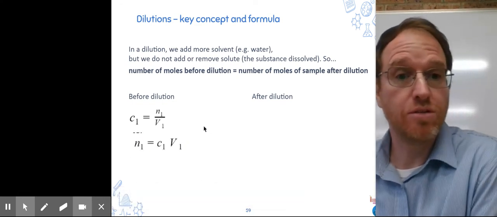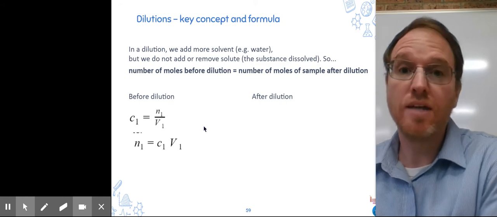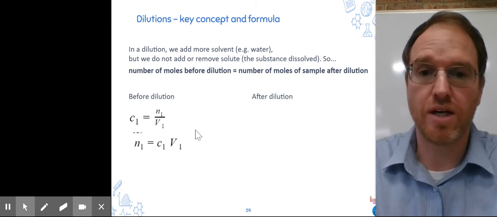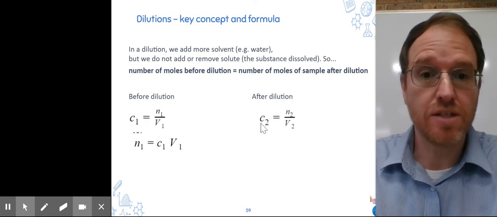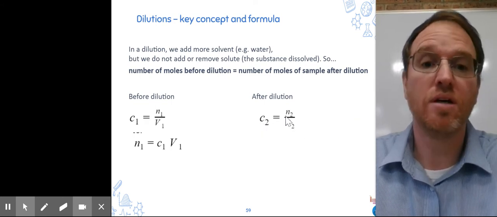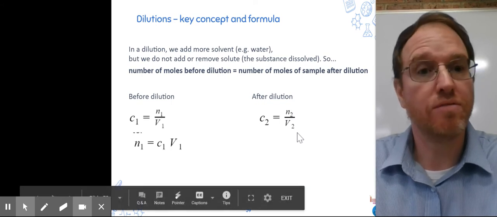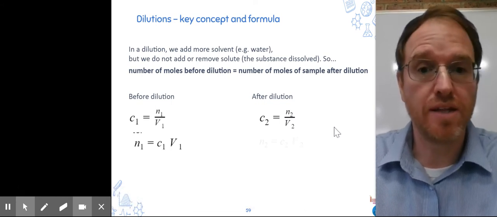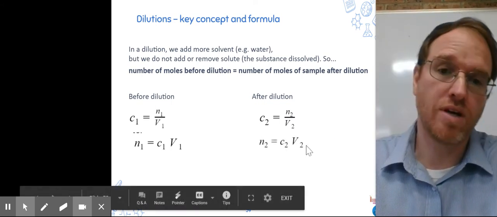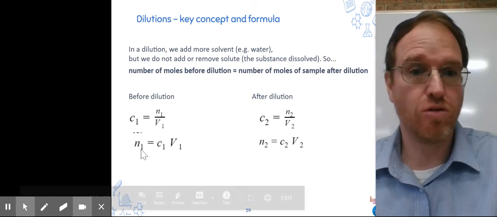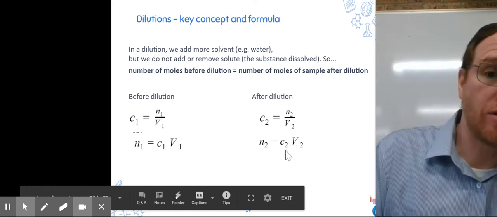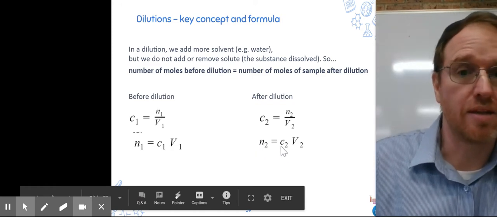So before our dilution, there was a certain number of moles, and you could calculate it by multiplying concentration by volume. What about after the dilution? Exactly the same. There's a certain concentration, C2, and it's the number of moles divided by the volume. And you could rearrange that to find the number of moles. It's the concentration times the volume. So before the dilution, that's the formula to work out the number of moles. After the dilution, that would be the formula to work out the number of moles.